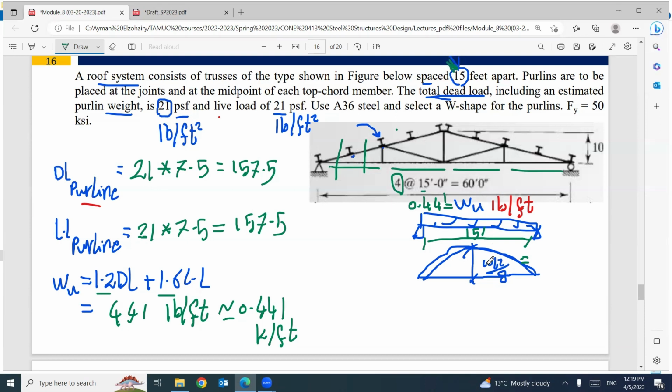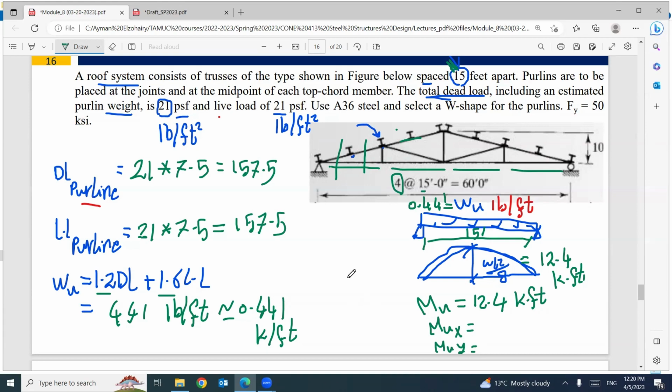That makes sense? So W times L squared, 15 squared, divided by 8. I got 12.4 kip-foot. This is the value of M ultimate, equal to 12.4 kip-foot. Since your purlin rested on a sloped surface, we must figure out the value of M ultimate X and the value of M ultimate Y.